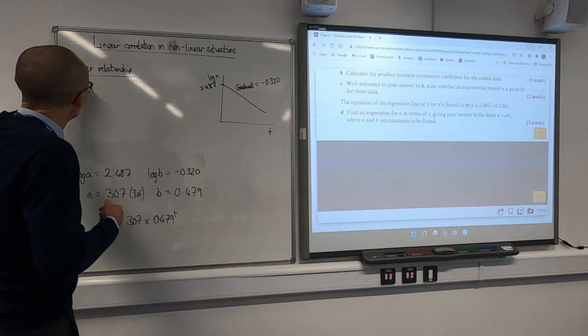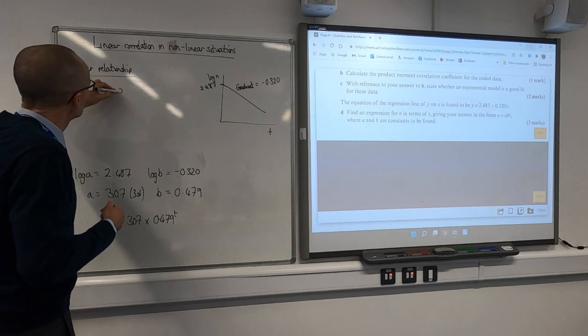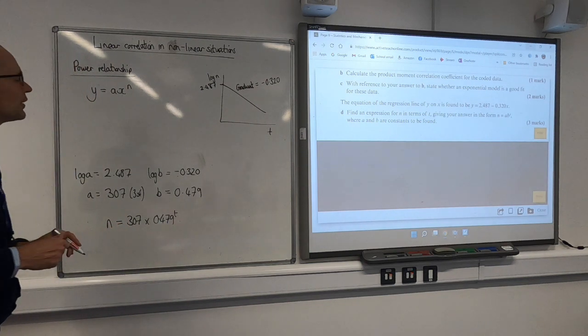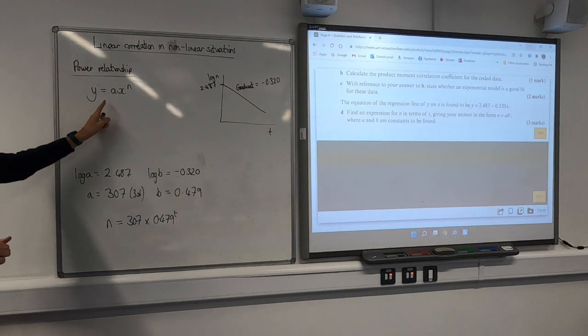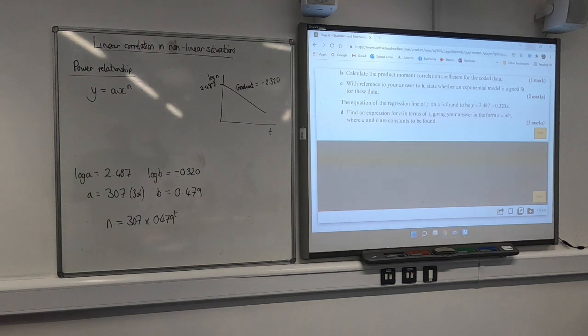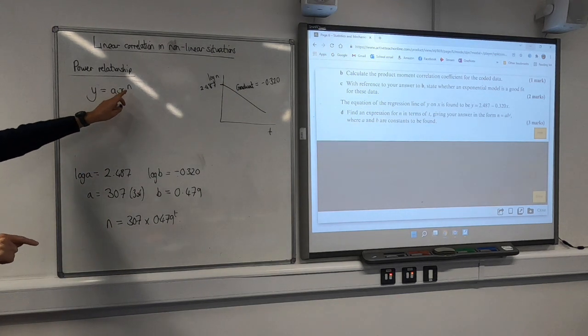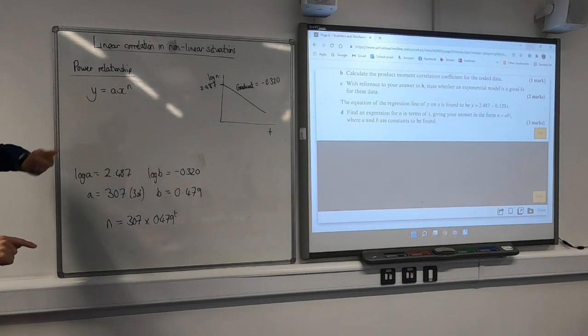So this is where you've got two things that are related like this. The variables are y and x. The power is not the variable this time. In exponential growth, the x or the t is in the power, but here the variables are here. n is a constant, a is a constant.